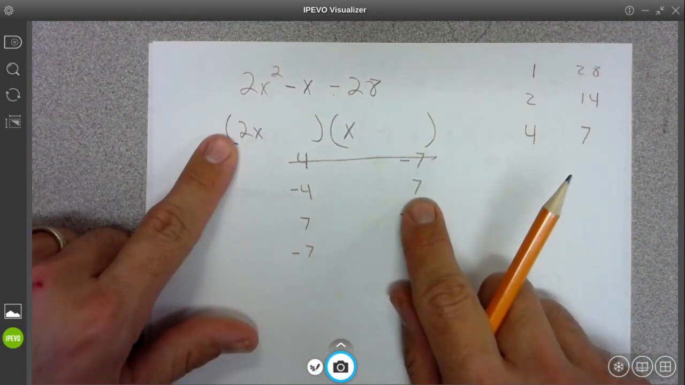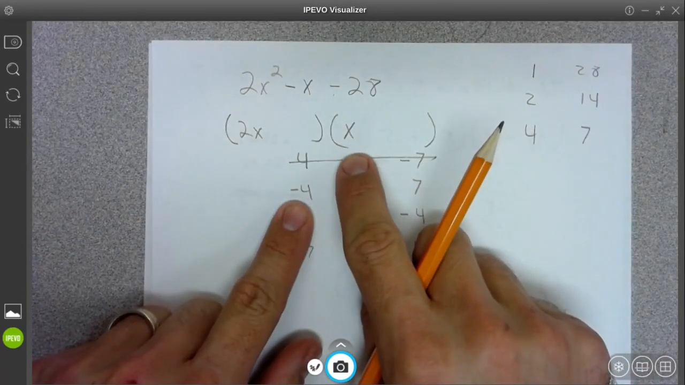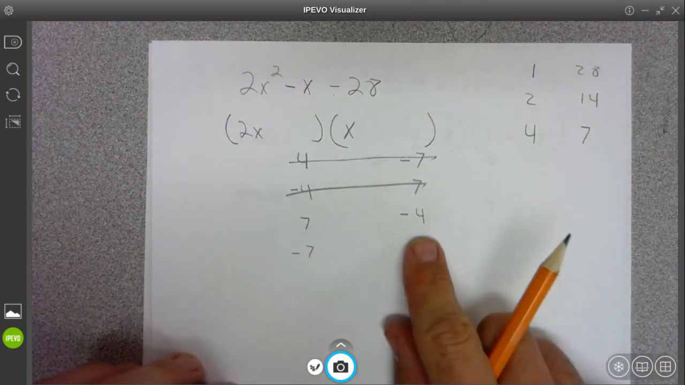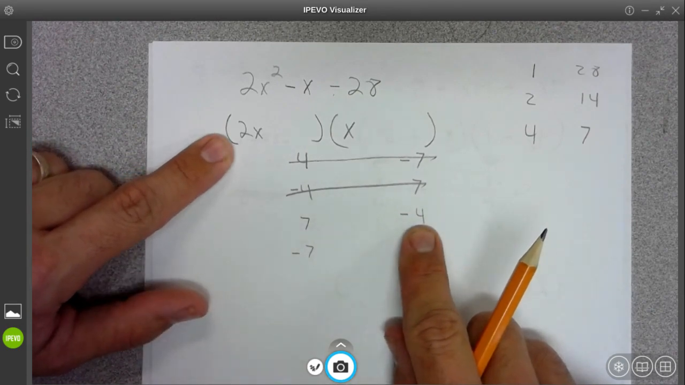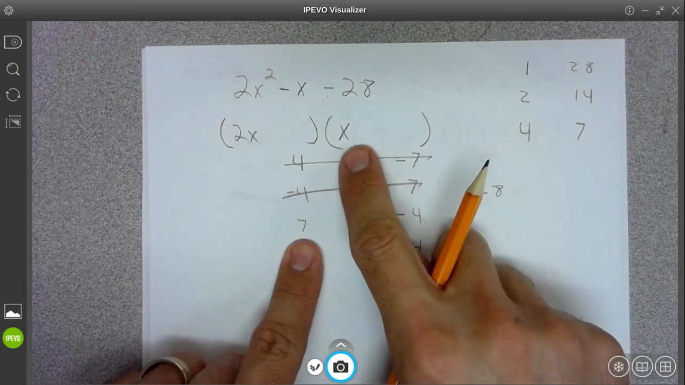This is positive 14 and negative 4. Positive 14, negative... Nope, that doesn't give you 1. Here we go. This is getting close. 2 times negative 4 is negative 8. And then you have a positive 7x.